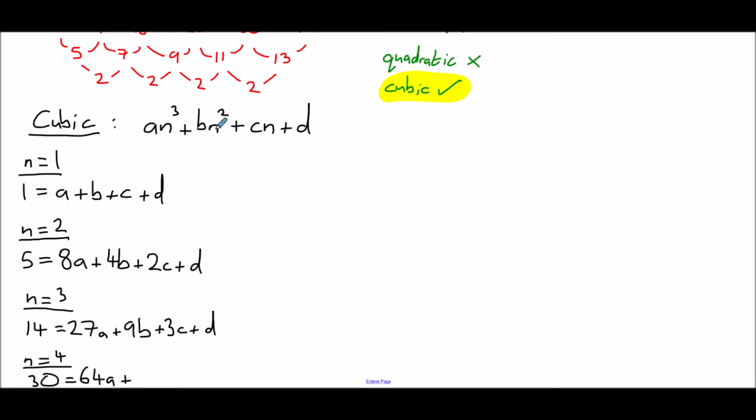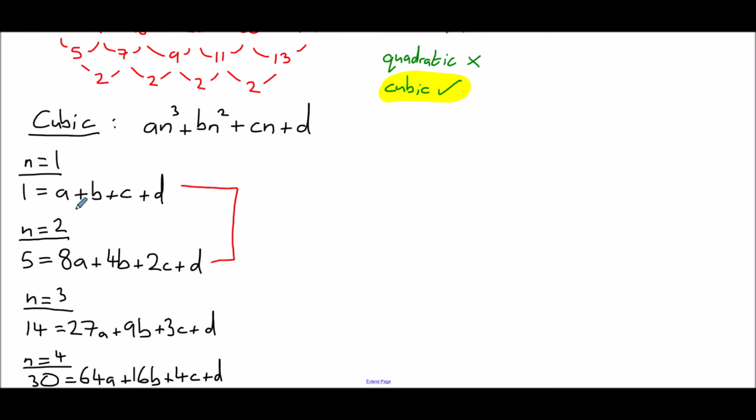Plus b times 4 squared, that gives us 16b. Then plus 4c plus d. So let's look at these and compare. So let's look at these two first of all.